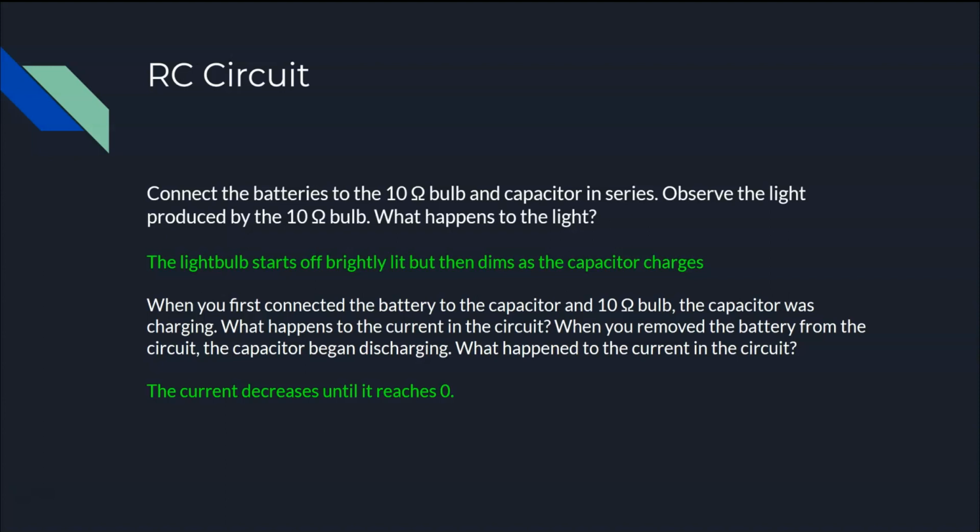When you remove the battery from the circuit, the capacitor begins discharging. What happened to the current in the circuit? I said that the current in the circuit decreases until it reaches 0.